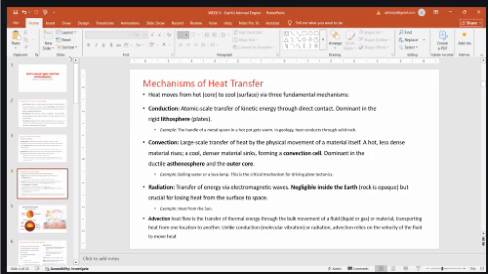So the next one is convection. Large-scale transfer of heat by the physical movement of material itself. A hot, less dense material rises, and a cool, dense material sinks, forming a convection cell, dominant in the ductile asthenosphere and also the outer core. So that's where we have convection.